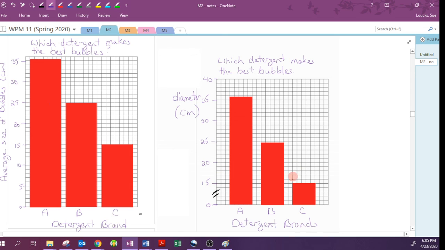But you can see, looking at this, that on the one on the right it makes brand C look like its bubbles are way, way smaller than the other ones, like 1/5 or 1/6 of the size, whereas on the one on the left, it looks like the bubbles are half as big. So this is your introduction to misleading graphs. I'm going to leave that there.